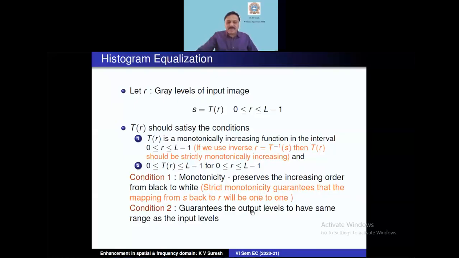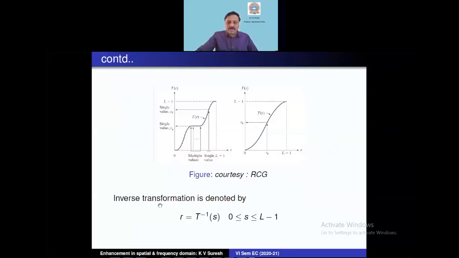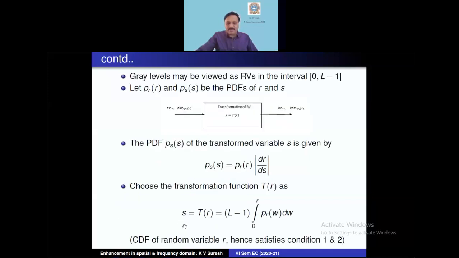The second condition guarantees that the output levels will have the same range as the input. That's what I have already told you. If I am using an 8-bit image and trying to transform it into another image by using equalization, my output should also have the same number of bits representation. Okay, so that is the meaning of this graph. I think I have completely explained this. So the inverse transformation is denoted by this. That means I'll just use an inverse function to go from S to R.